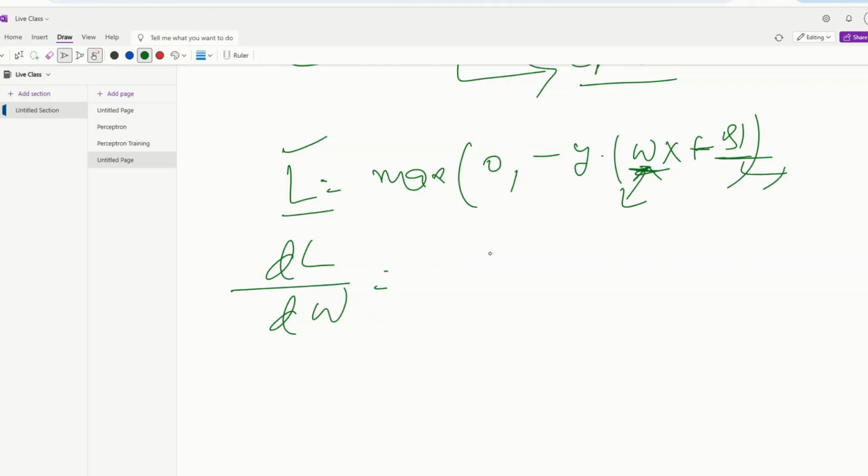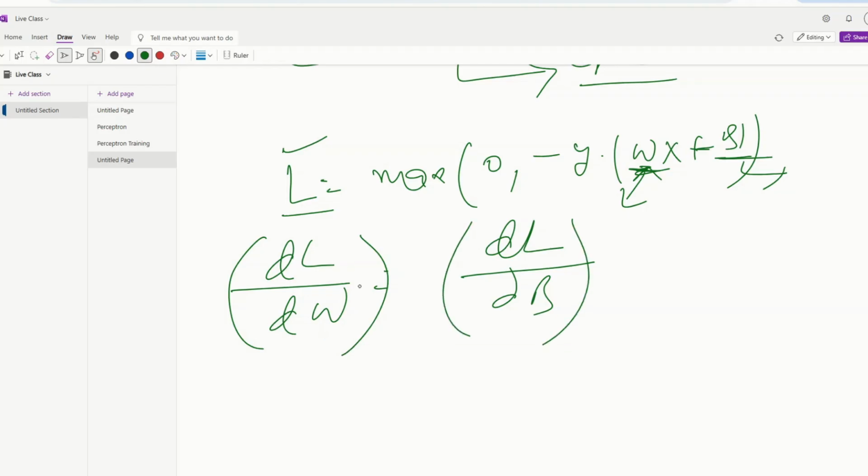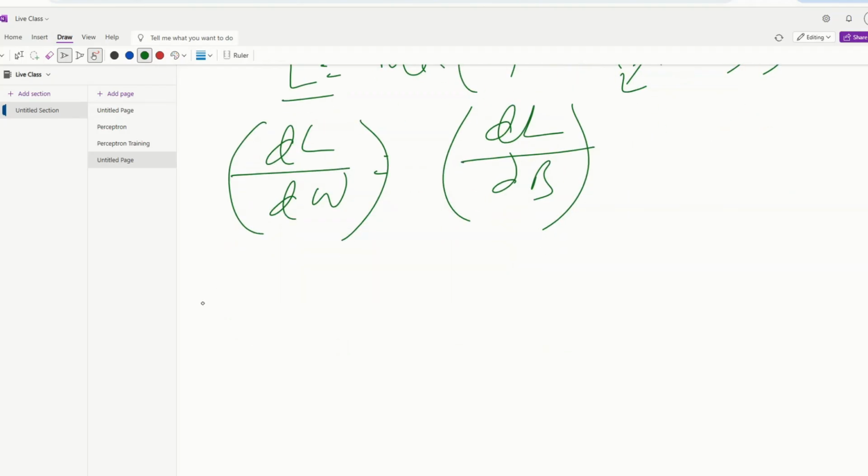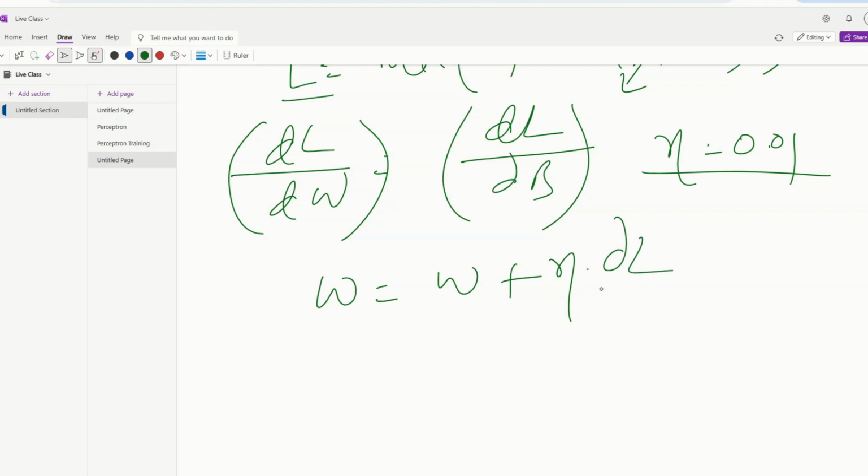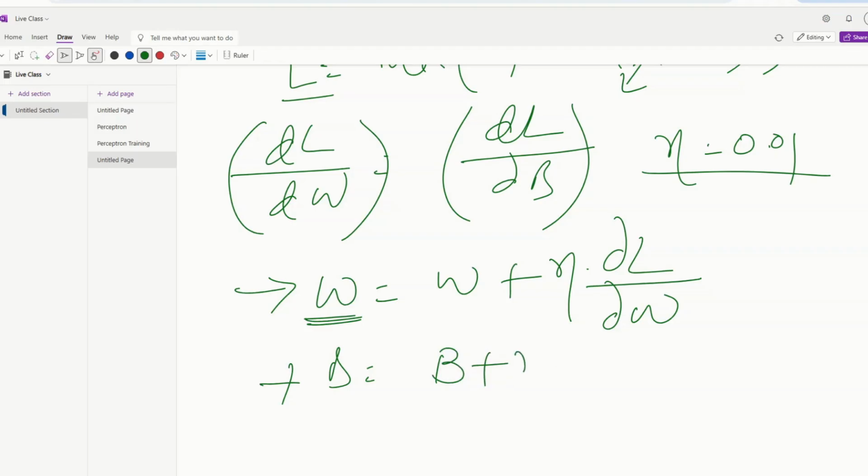And I need to find the derivative of L with respect to b. Once I find these two derivatives, I can update my weight. The update of weight will happen like this: w = w + eta * dL/dw, where we take some learning rate eta, like 0.01. This will give me a new weight. And for the bias, it will update like this: b = b + eta * dL/db.